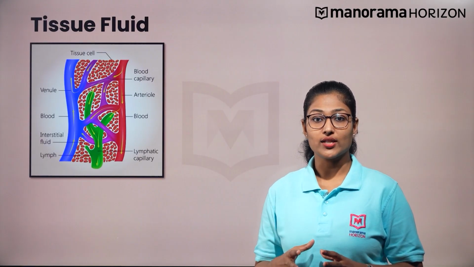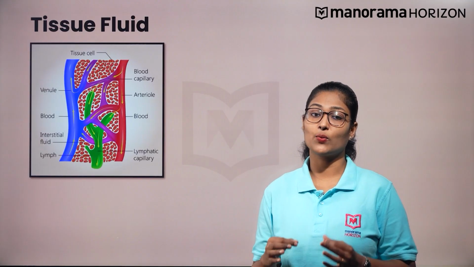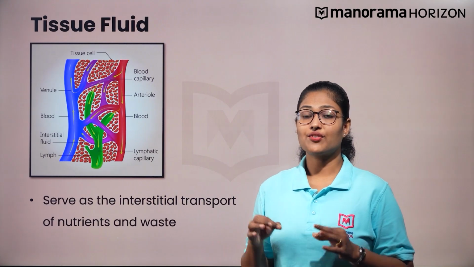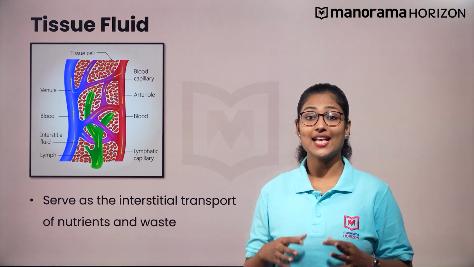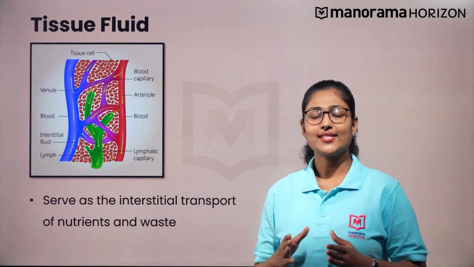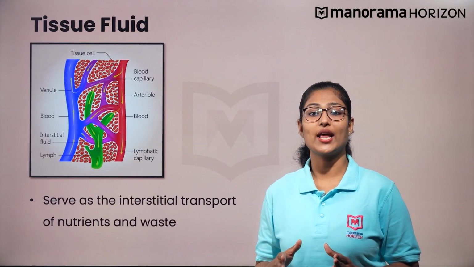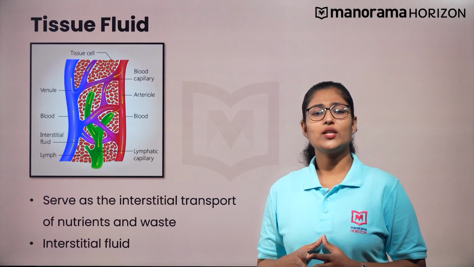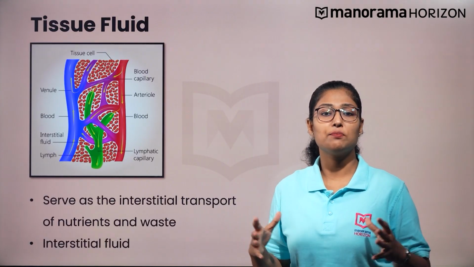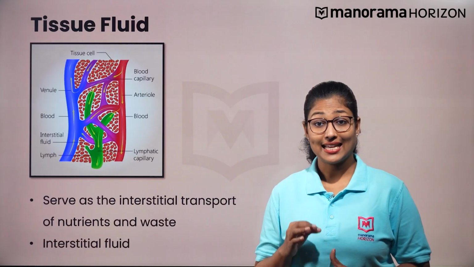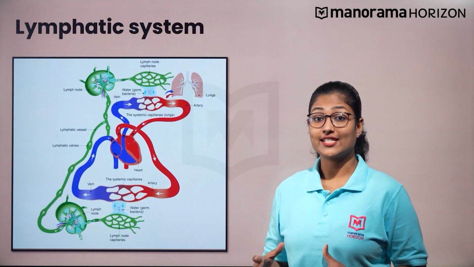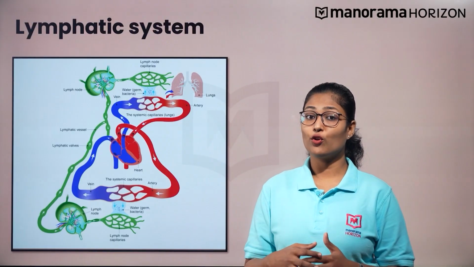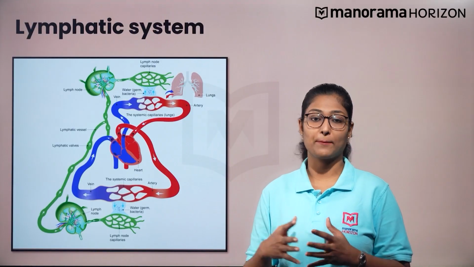Next is the tissue fluid. These are the fluids observed in the gaps between cells. They serve as the interstitial transport of nutrients and waste. This tissue fluid is also known as the interstitial fluid. How are these fluids collected and spread across the body? An elaborate network of vessels called the lymphatic system collects this fluid and drains it back to the major veins.